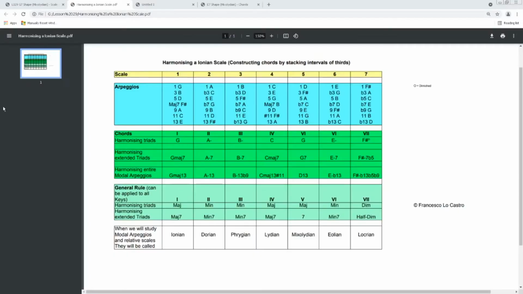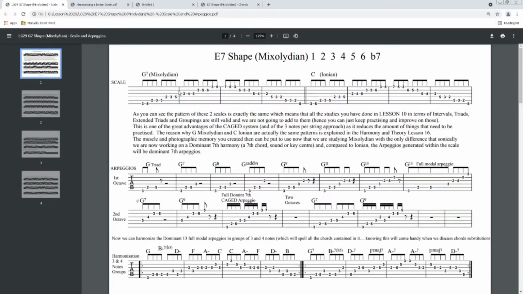actually increasing. If you look at the PDF associated with this lesson, first of all, you find the Mixolydian scale. In this case, I wrote it, as usual, in the key of G, and the relative Ionian scale, as you can see, is the same notes. When it comes to the arpeggios, like I just showed you, we have the triad, dominant 7, 6, added 9, 9, 11, and 13, because we know these are the embellishments that I can add. And of course, I have the full modal arpeggio, and I'll show it to you in a second.